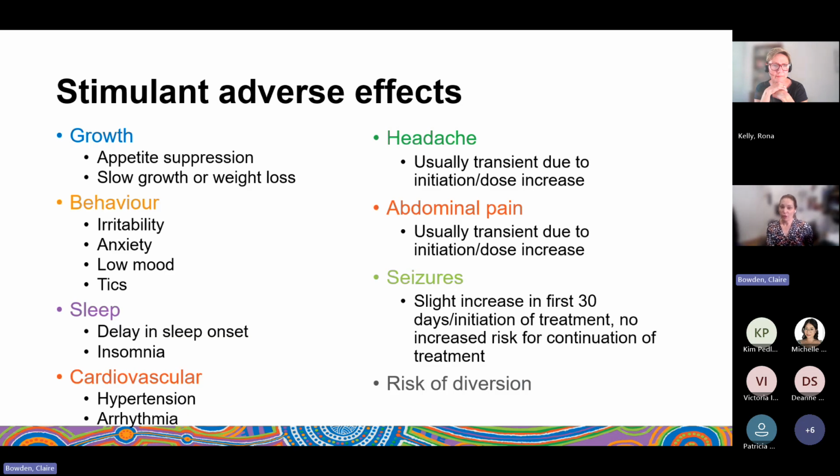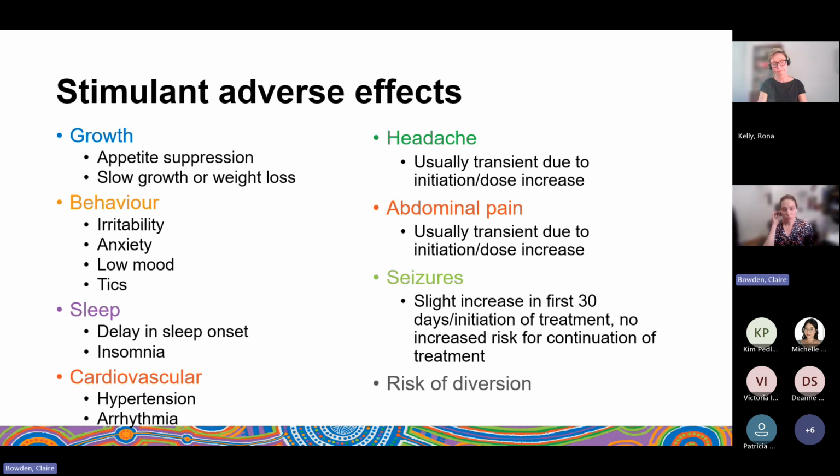This is a hark back to the first webinar as well. So just a brief overview. Some of these I'll go into more detail, but essentially just to be mindful that the side effects of stimulants, of headache and abdominal pain, are usually transient, and tolerance to those symptoms often does develop. So if you're getting a child coming in with that after a stimulant has been either initiated or increased, then it is likely that that side effect will subside.